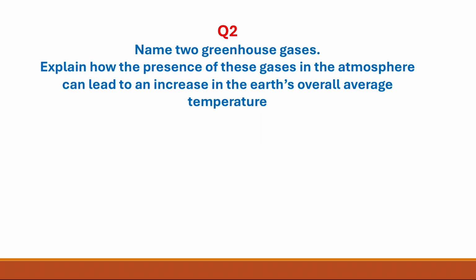Question 2. Name two greenhouse gases and explain how the presence of these gases in the atmosphere can lead to an increase in the Earth's overall average temperature. The two greenhouse gases can be methane and carbon dioxide. Remember that water vapor is also a greenhouse gas.